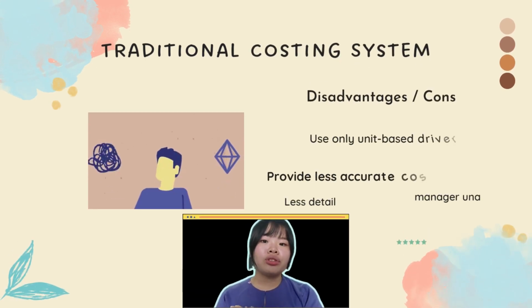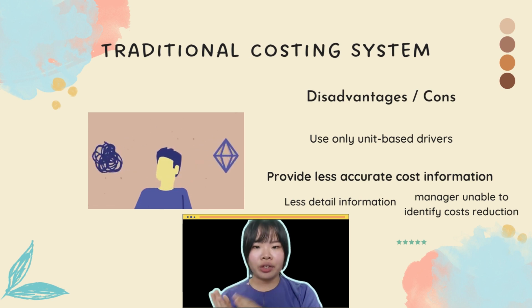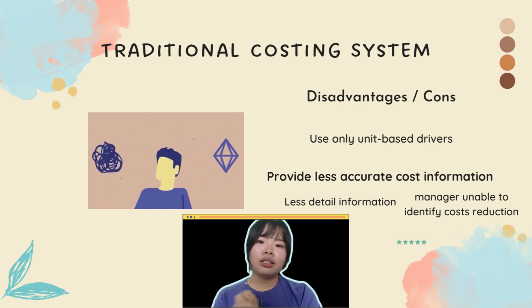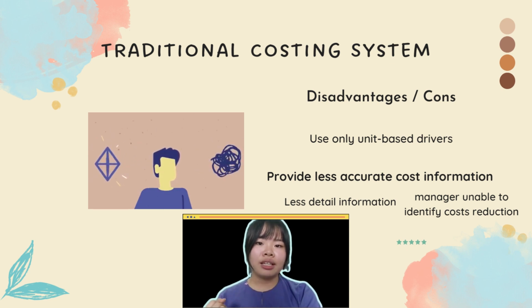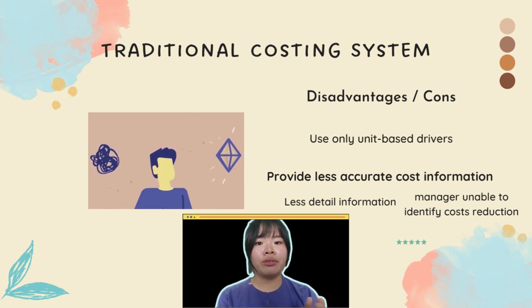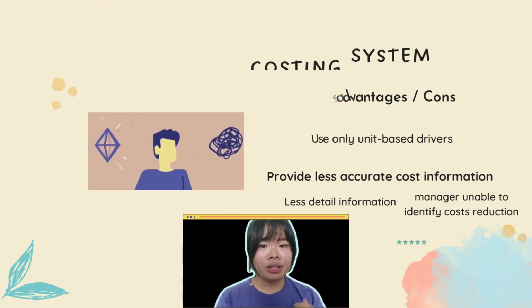Secondly, the traditional costing system will only provide less accurate cost information. This is because this system uses less detailed information, so it cannot provide enough accurate cost information for managers to identify cost reductions.